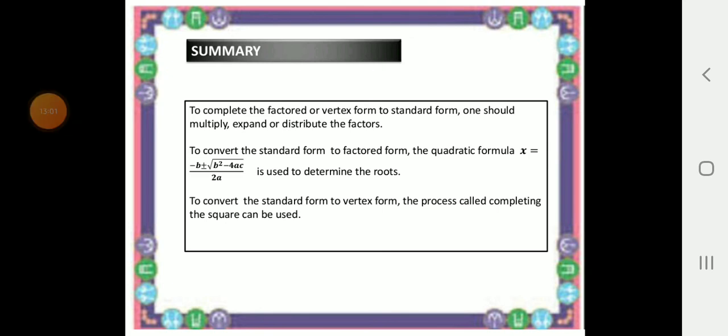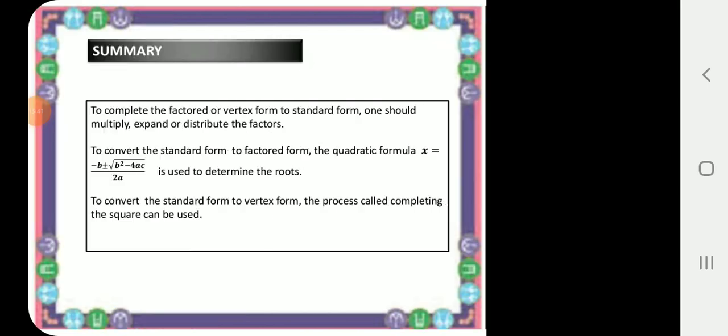So to convert the factored form to the standard form, one should multiply, expand, and distribute the factors to get the standard form of the quadratic function. x equals negative b plus or minus the square root of b squared minus 4ac over 2a is used to determine the roots. To convert the standard form to the vertex form, the process called completing the square can be used. So that's all.